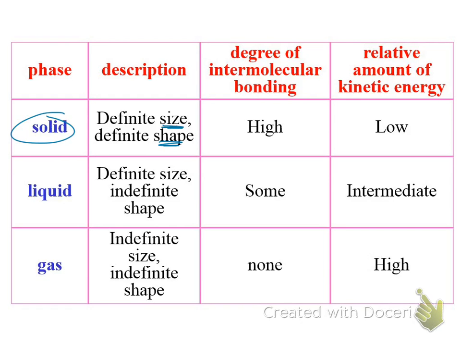Skip forward to gases. The cool thing about gases is that they have a lot of motion and no intermolecular bonds. So in regards to their size, they basically take whatever size you give them. Their size is indefinite and their shape is indefinite. They take on the shape of the container. Liquids take on the shape of the container, so their shape is indefinite, but liquids are confined to a certain volume. So their volume or size is definite.